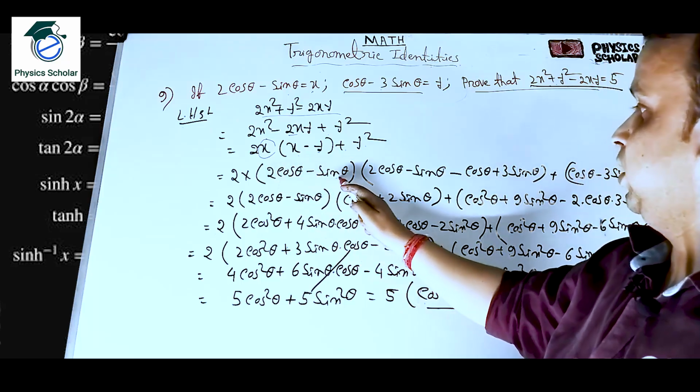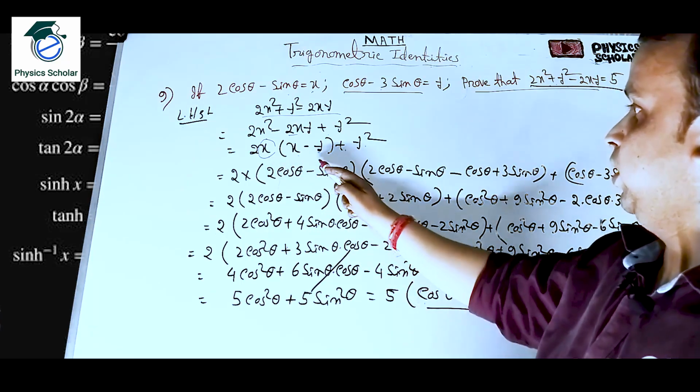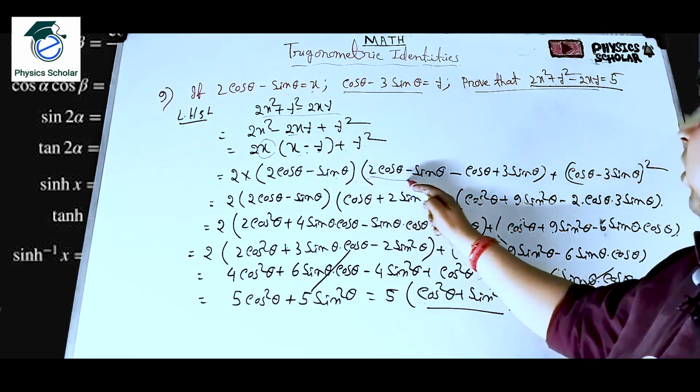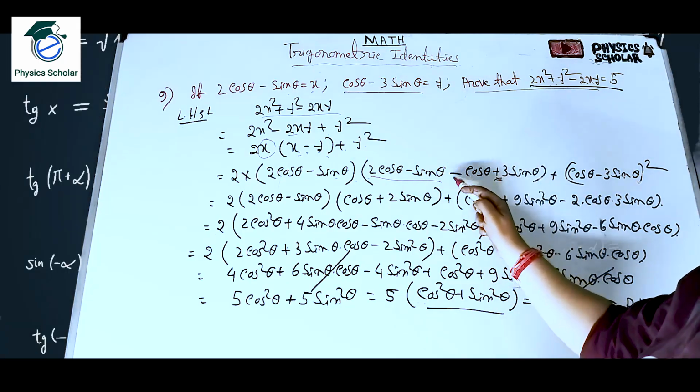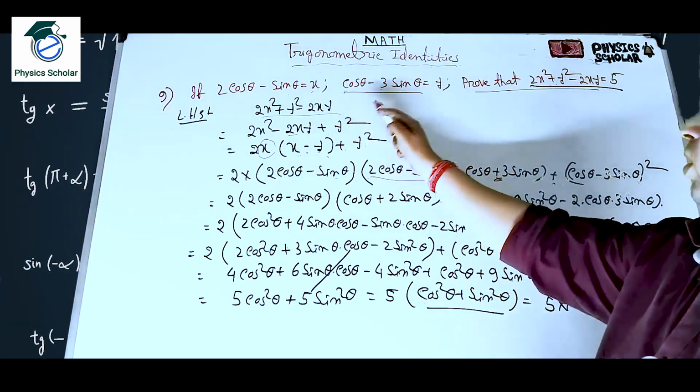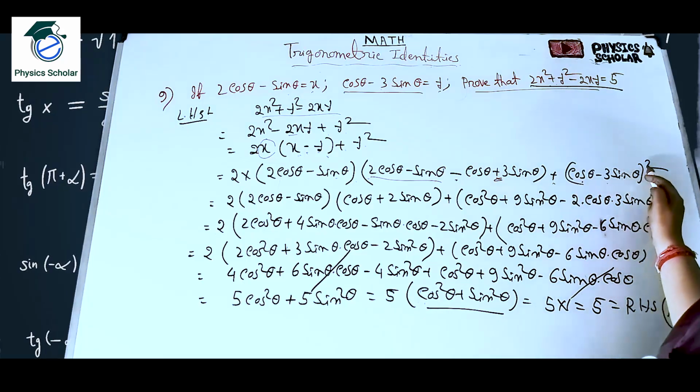Okay, 2 cos theta minus sin theta into, clear, then x minus y. So what is the value of x? This, minus what is the value of y? This, but the sign will change as minus is there at the beginning, plus y. What is the value of y? Cos theta minus 3 sin theta whole square.